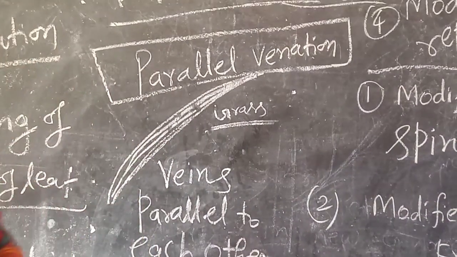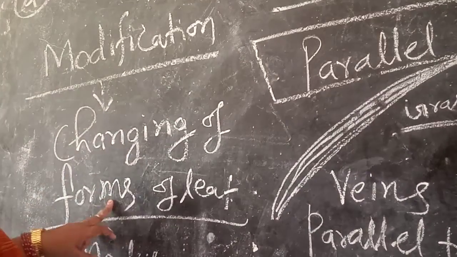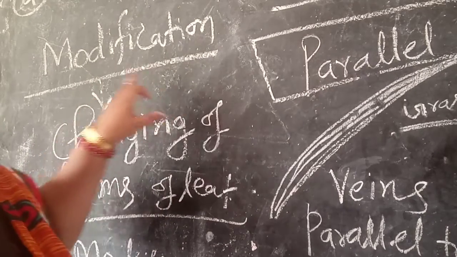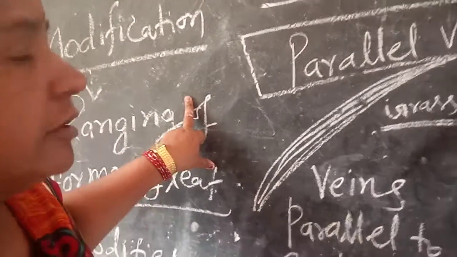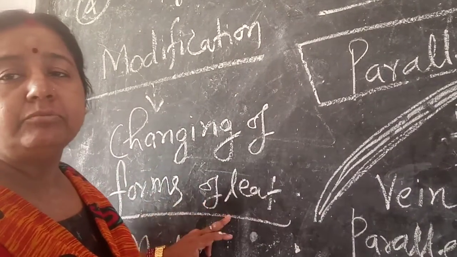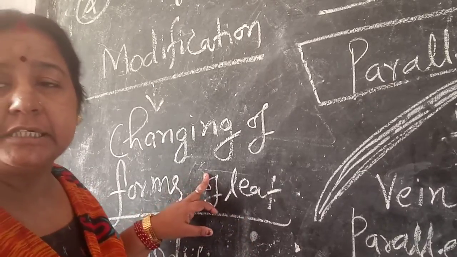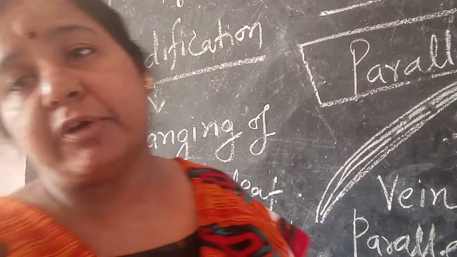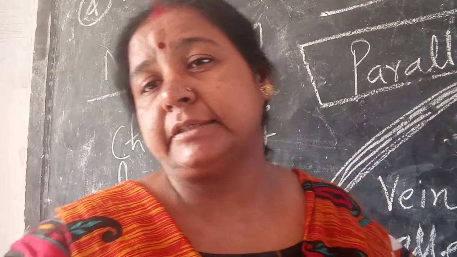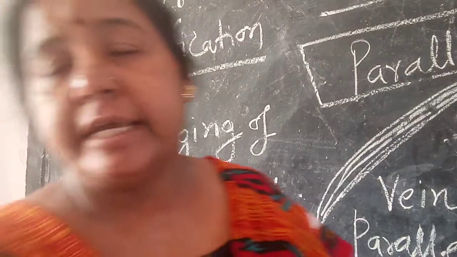Now modification of leaf. Modification means what? Changing of forms. Modification, we are reading here, modification of what? Leaf. Means changing of the forms of leaf. Leaf changes its form for a special function. As for example, you have seen the cactus plant. In cactus plant, leaves are modified into spines.